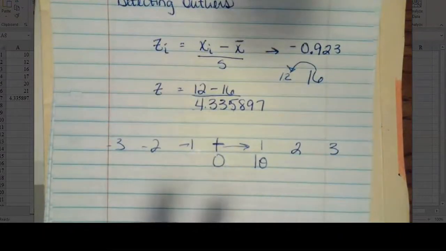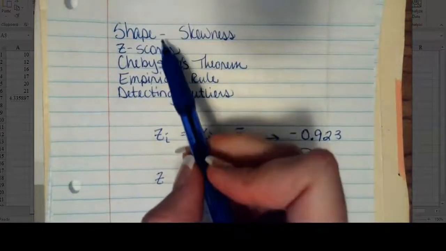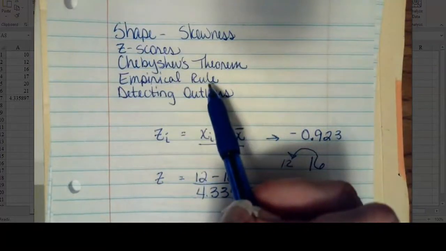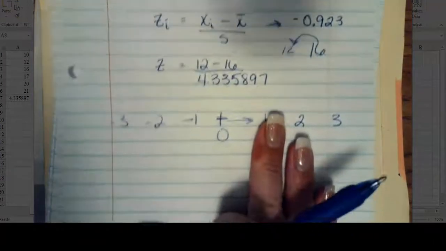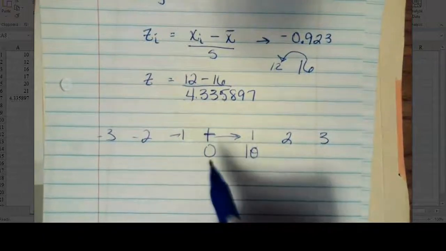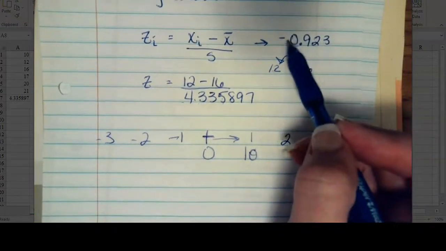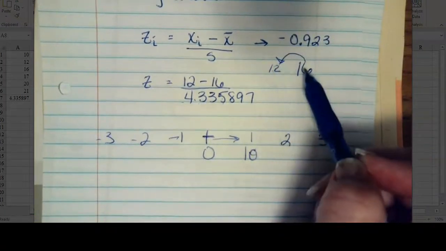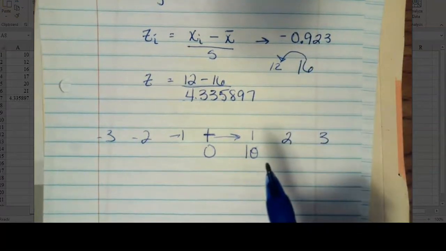So what did we say earlier? And this is where I'm going to formalize. I'm going a little bit out of order. I'm going to skip from z-scores to the empirical rule, and then I'm going to come back to Chebyshev's theorem. A z-score tells you how many standard deviations your data point is away from the mean. Mine is to the left because it's negative. 12 is to the left of 16, and it's almost 1 standard deviation away.